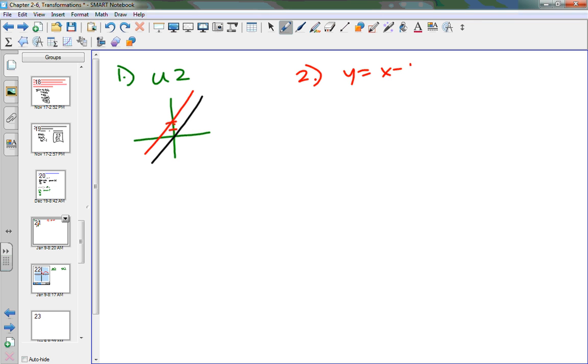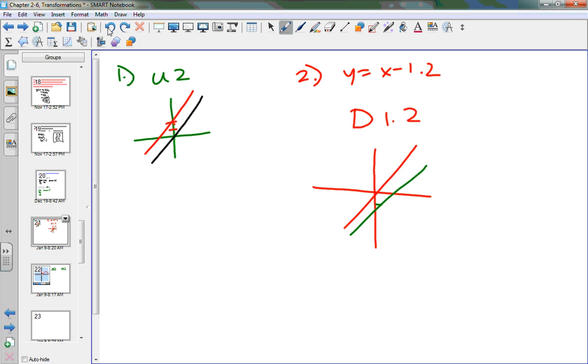Number 2, what's happening with number 2? It's going down 1.2. So here's my original line. I'm going to go right here. There's my new line. You see that? That's all you're doing. You're pulling the whole thing down.